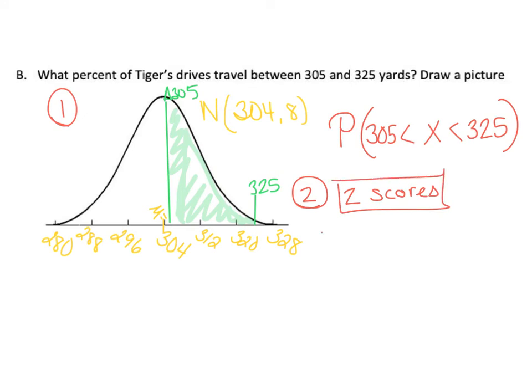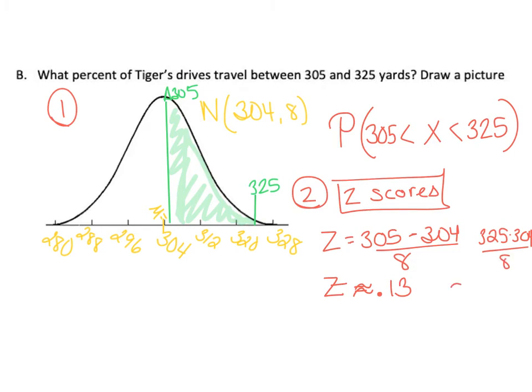Okay, so my first z-score on the left would be 305 minus the mean divided by the standard deviation. Approximately 0.13, and I do the same for the other, 325 minus 304 divided by 8. My second one is 2.63, and I always look back at my picture and go, does that make sense?